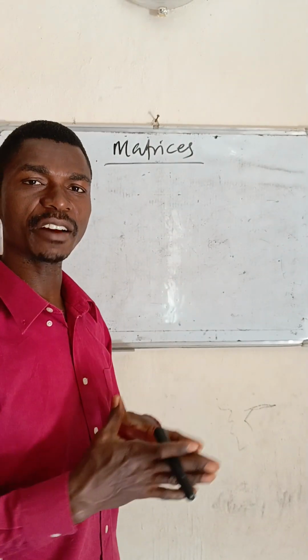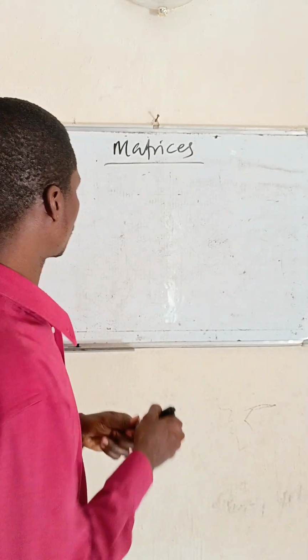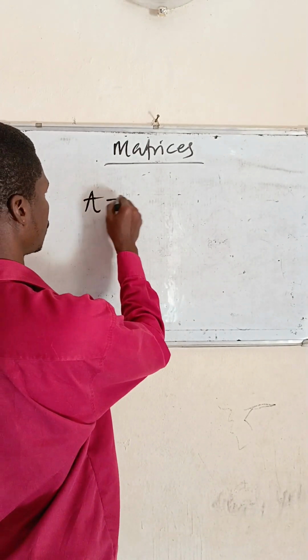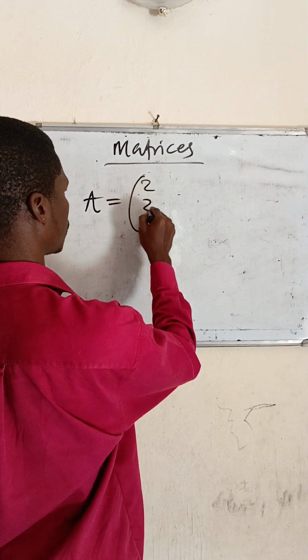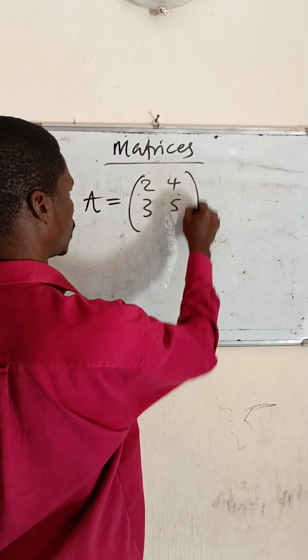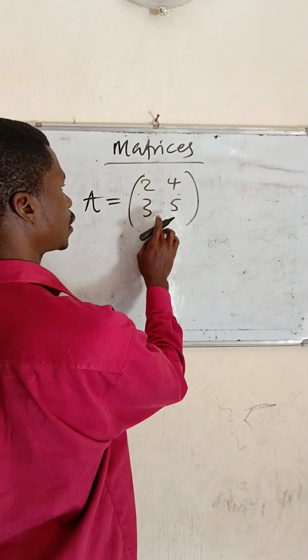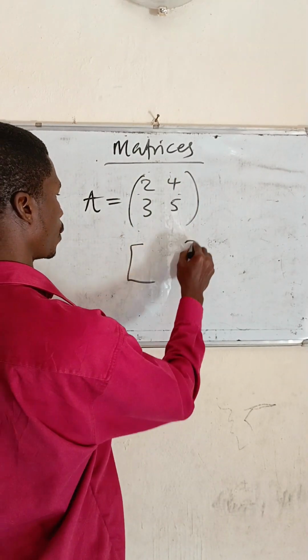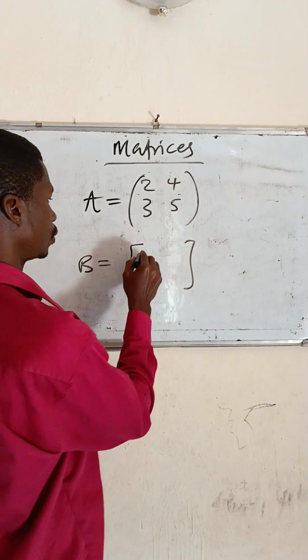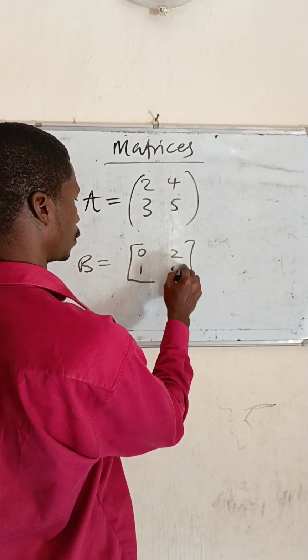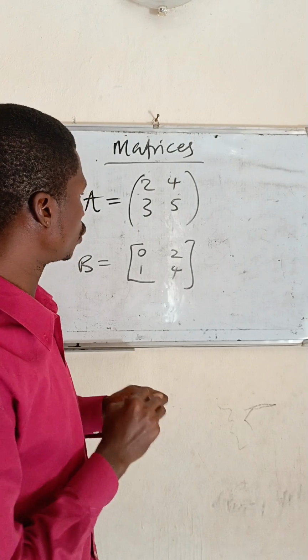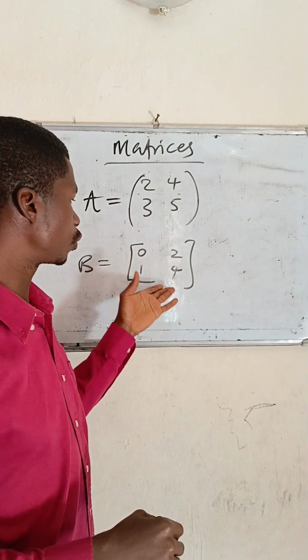A matrix is arranged in rows and columns. When you see something like this, this is a matrix. We either use this bracket or we use square brackets. If you see something like this also, 0, 2, 3, 4, this is a matrix. Either we use these parentheses or we use square brackets.